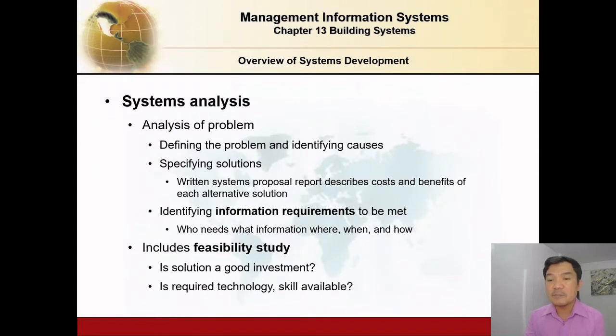In the analysis part, let's start with the specific activities done in systems analysis. First, analysis of the problem. Here we are defining the problem and identifying the causes. Some organizations do root cause analysis to determine what the real problem is. Then specifying solutions, meaning writing a systems proposal report describing the costs and benefits of each alternative solution, and identifying the information requirements to be met: who needs what information, where, when, and how.